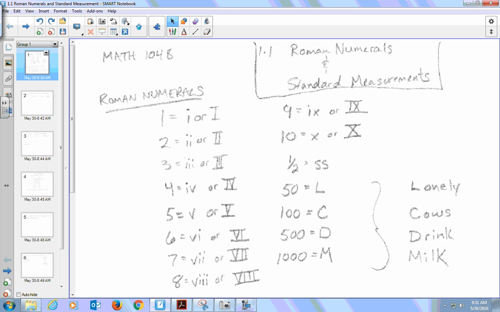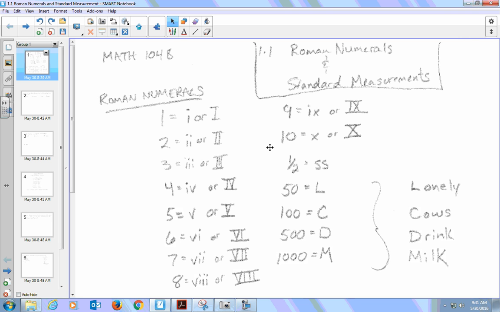So the first lesson will deal with Roman numerals and standard measurements. We'll start off with Roman numerals. Most people are familiar with Roman numerals, at least 1 through 10. We know that I represents a single digit, so I represents 1, 2 I's represent 2, 3 I's represent 3. And the main three that people are probably familiar with are I, V, and X. V meaning 5, X meaning 10.